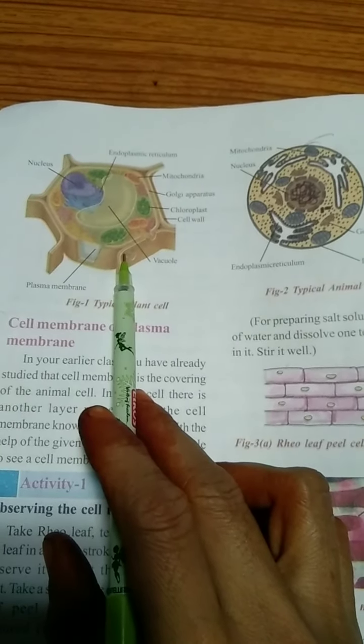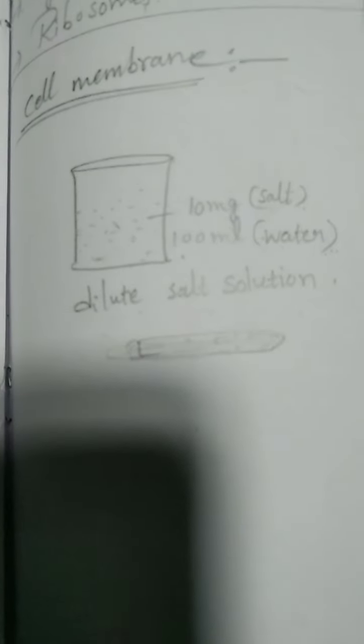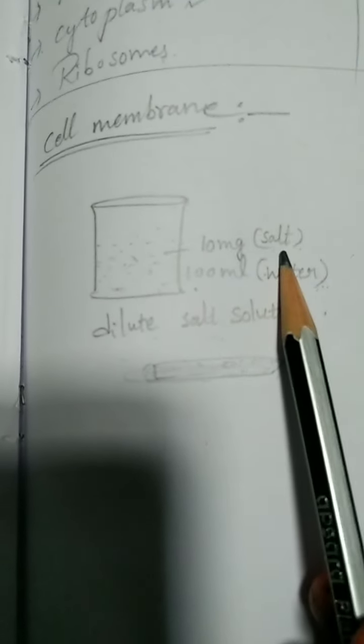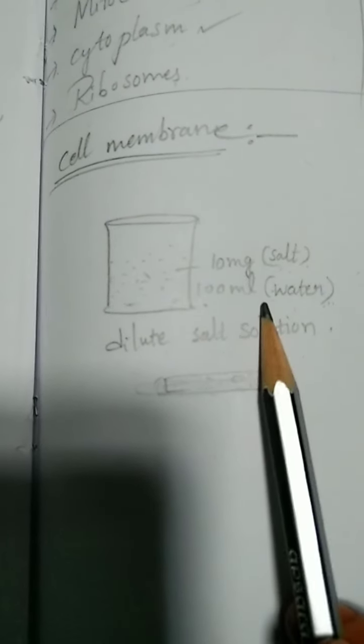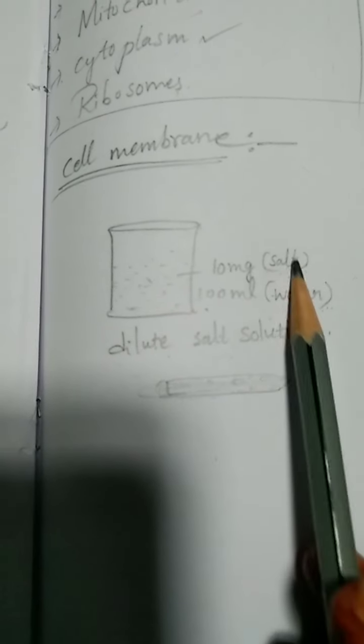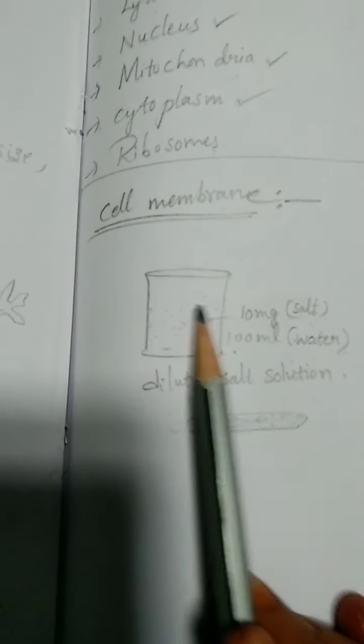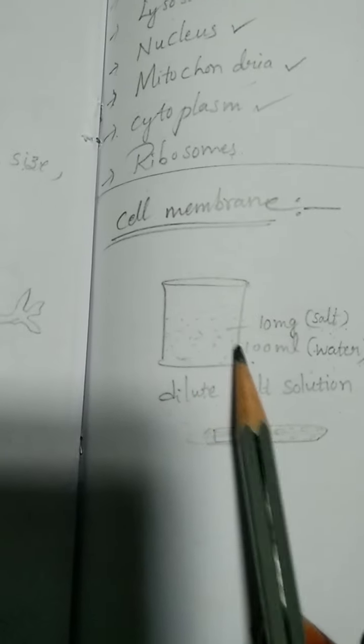Now see one example. If you take one solution, that is a hypertonic solution. So what does it contain? The hypertonic solution contains 10 mg of salt and 100 ml of water. It means the water quantity is high and the solute, that is the salt concentration, is very low. We are taking this as a mixture or solution in the beaker. So this solution is called a hypertonic solution.